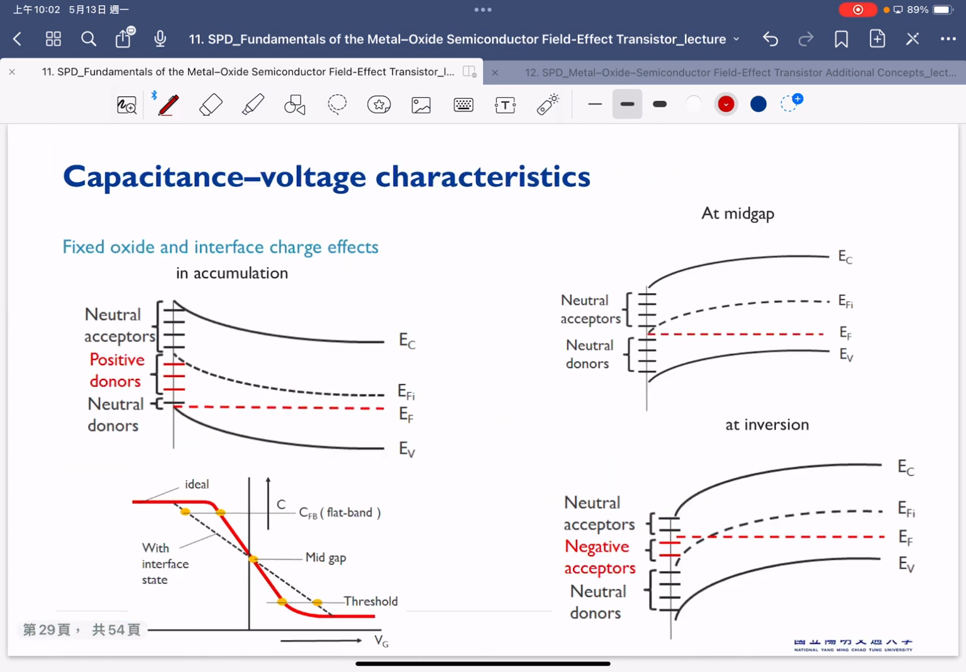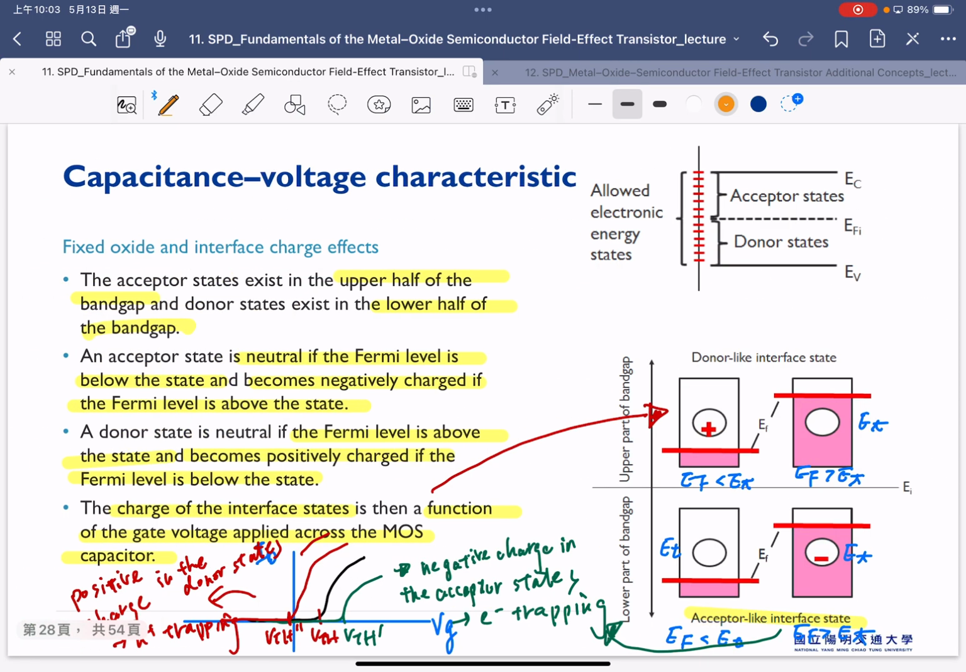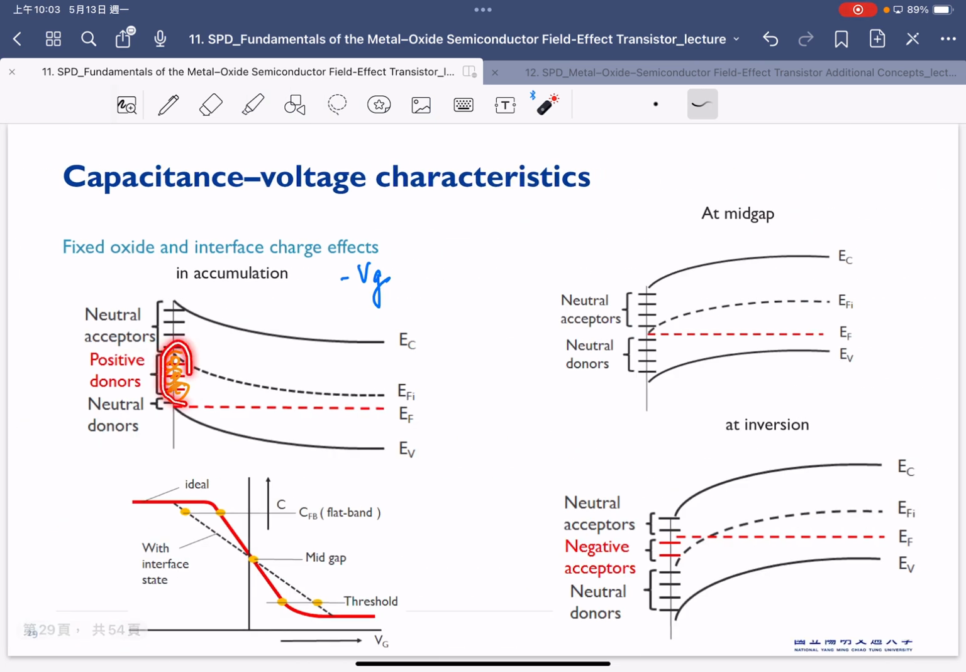The following is another cartoon to try to illustrate when this positive charge can happen. In this case, this is accumulation, so that means this is biased at negative VG here. So we have the positive donors here. Because right now, as you see here, this is exactly the case where our EF is smaller than ET. This is our ET here. Right now, our ET is higher than EF. So that means this is a case of EF smaller than ET. Then we can foresee there are positive donors here.